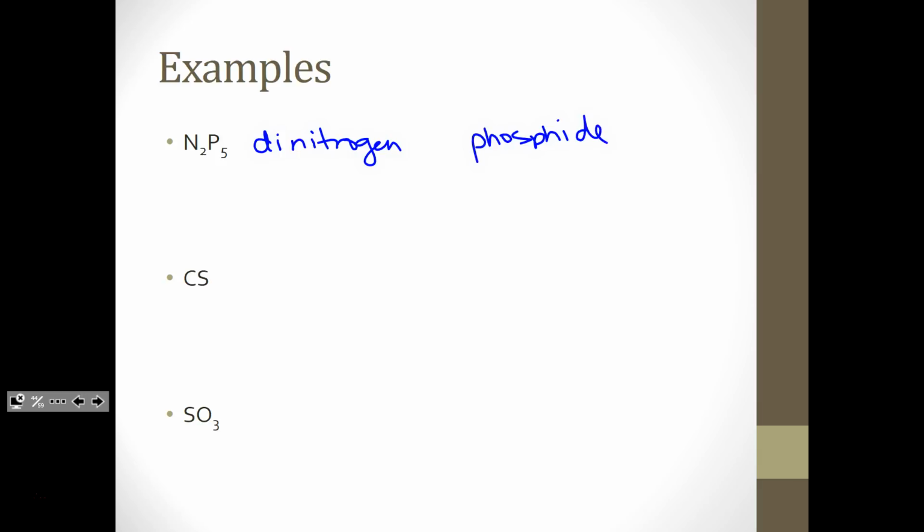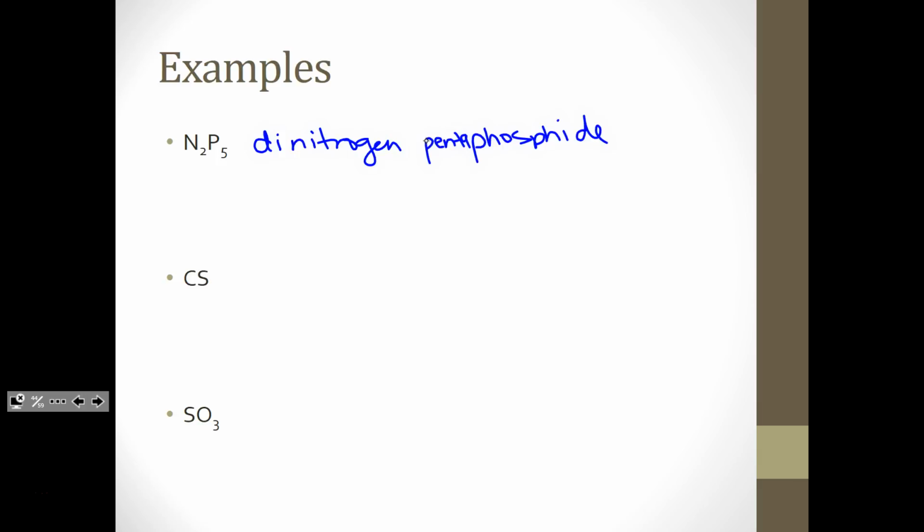Okay, but we need to add to the beginning of that how many phosphorus we have, and it's 5, so that's penta. And so we're going to add penta to the front of that. But it all becomes one word, so it would be dinitrogen pentaphosphide. Okay, let's take a look at the second one.